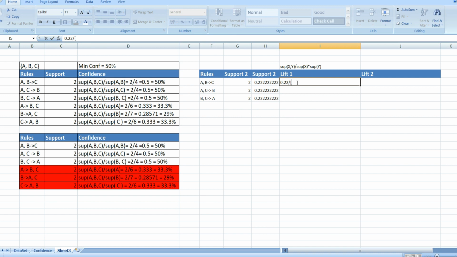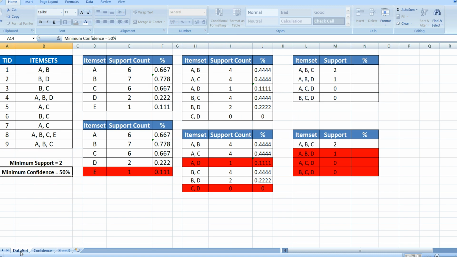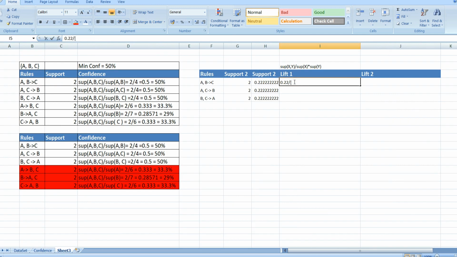the support of A. What is the support of A? Let's go to the previous and get the value of support of A, which happened to be 0.667, and the support of B, it's 0.778. The support of C is the same as that of A. So let's take those values and then calculate, which gives us 0.67 multiplied by 0.78 multiplied by 0.67.